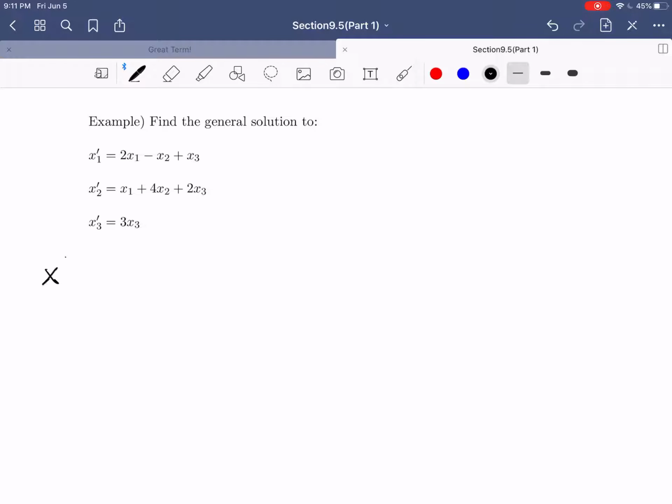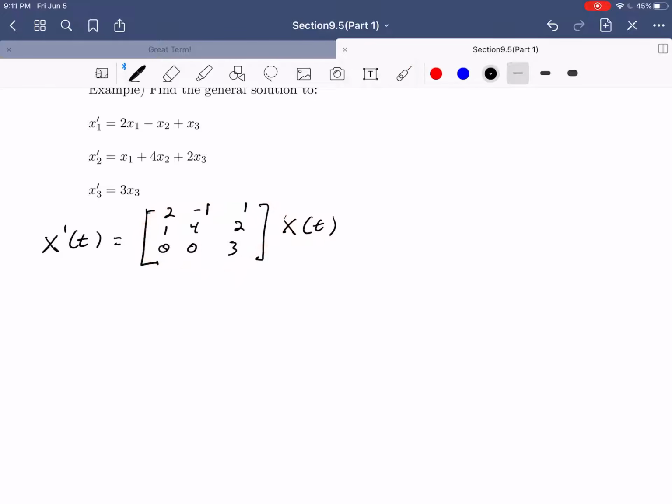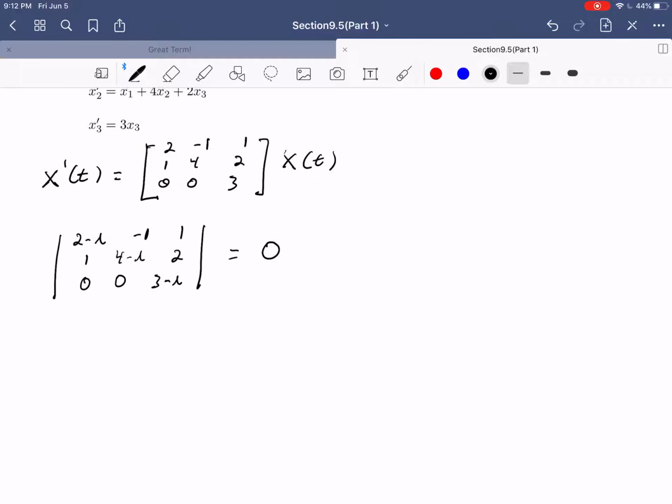So let's rewrite this. It's x'(t) equals, and our A here, we want to actually write out what it looks like: [2, -1, 1; 1, 4, 2; 0, 0, 3], times x(t). We need to find the eigenvalues for this matrix. So we'll take the determinant of [2-λ, -1, 1; 1, 4-λ, 2; 0, 0, 3-λ], and set that determinant equal to 0.